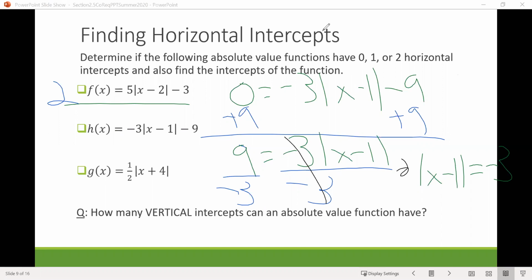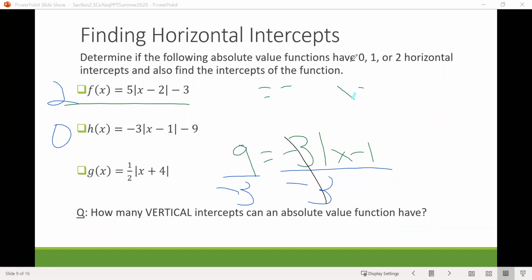And notice here what we've gotten is the absolute value of something equals a negative number. Is that possible? No, it's not. So what does that tell us about the horizontal intercepts of this function, h? Right, they do not exist. This is going to be an example of where we have 0 horizontal intercepts. Okay, so that one doesn't have any. And let's look at the last one.